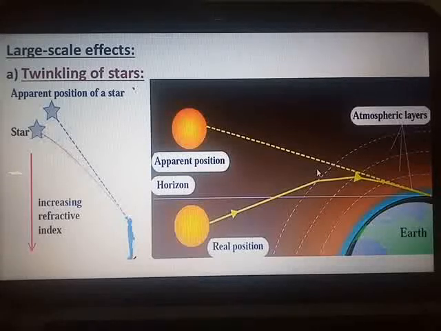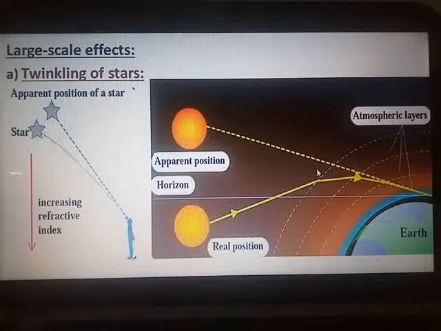When the atmosphere refracts less light towards us, the star is seen dim, and thus due to the changes in the refractive index of the atmosphere, the stars appear twinkling at night. Actually, they do not twinkle, they appear twinkling. Actual position and the position which is seen by the observer.